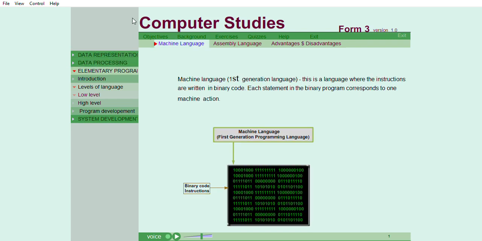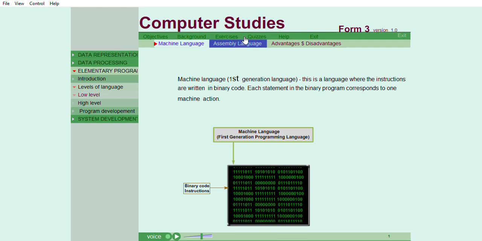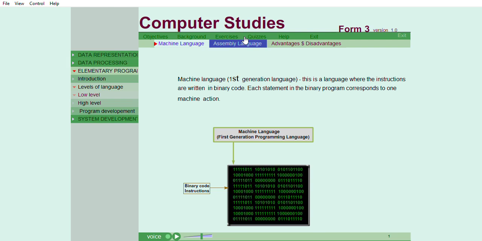Machine language or first-generation language. This is a language where the instructions are written in binary code. Each statement in the binary program corresponds to one machine action.